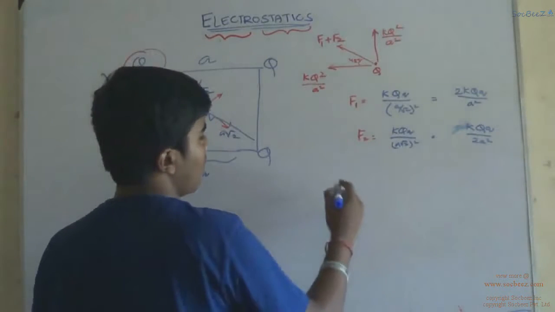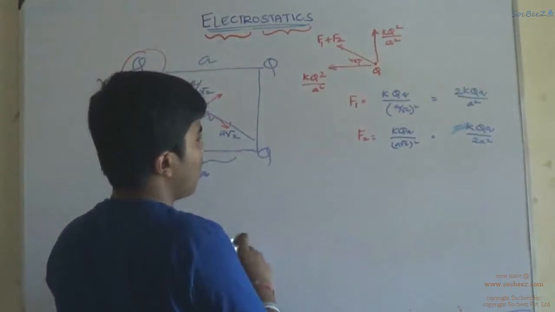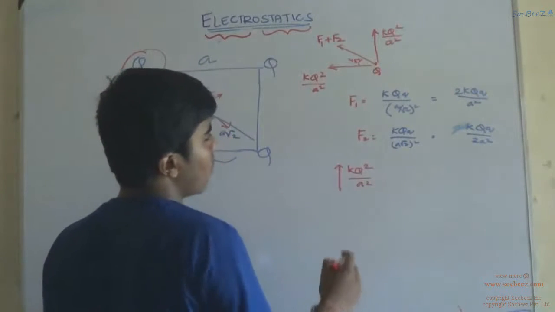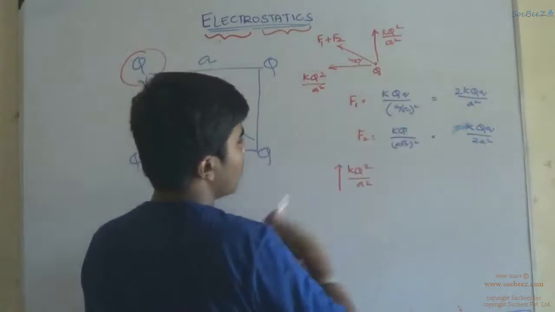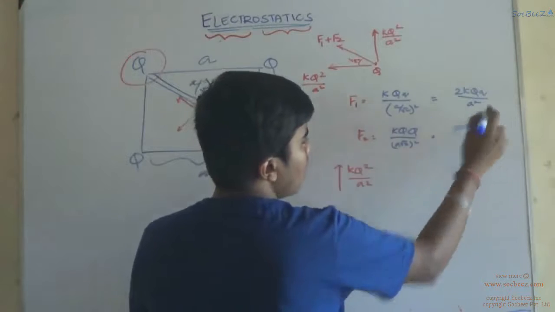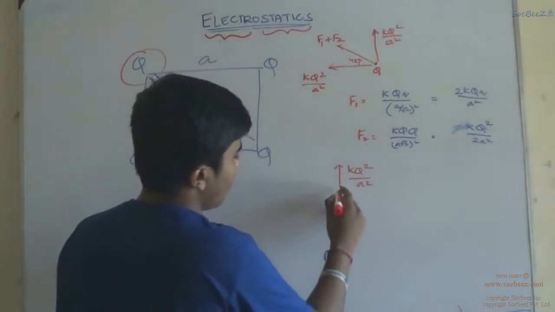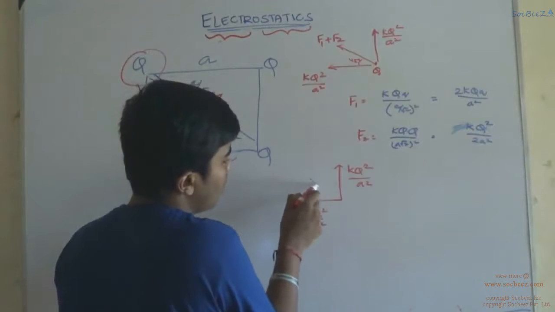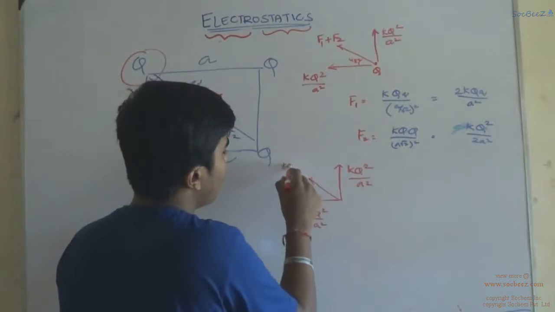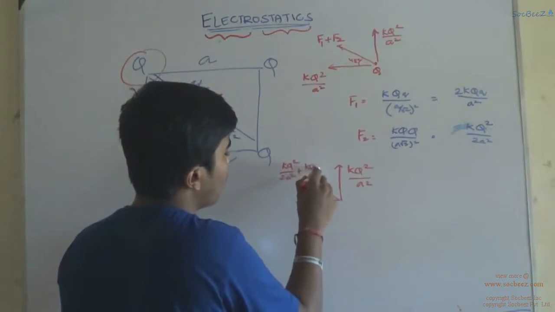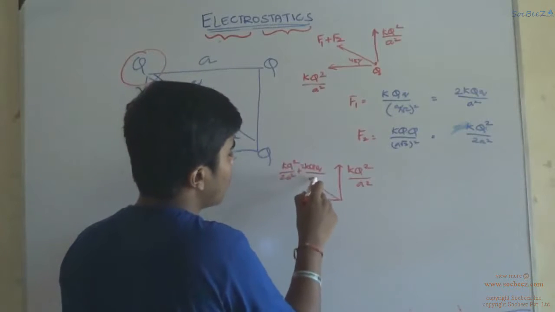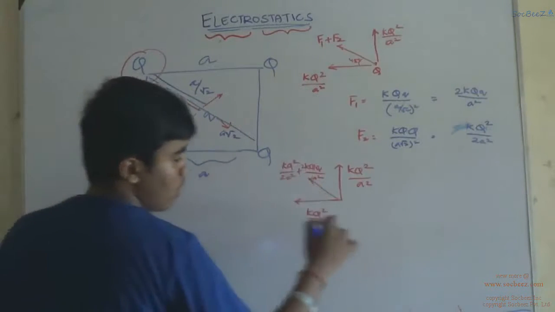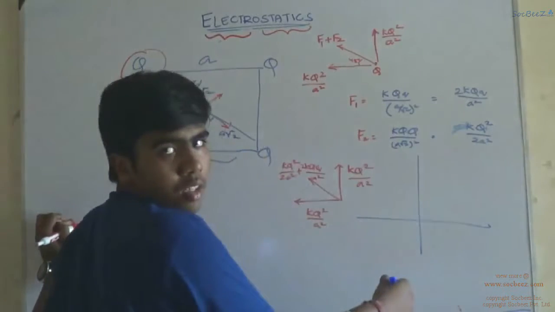So all in all, the net force distribution will be upwards. We have KQ square by A square. Sorry, here we don't have q. This is also a capital Q. Then we have here a force of KQ square by A square. We have a force here of KQ square by 2A square plus KQq by A square. Now the net force on the system should be 0. So the net force on this particular charge should also be 0. Now the complete forces in the horizontal direction and the forces in the vertical direction should sum up to 0.